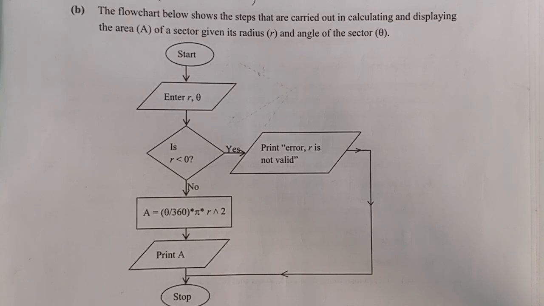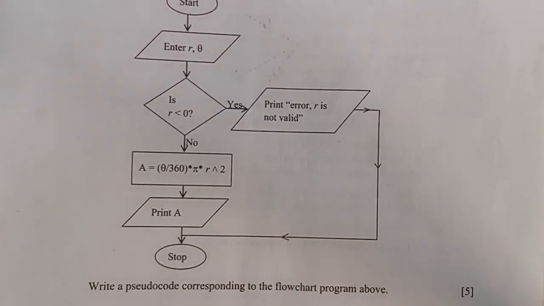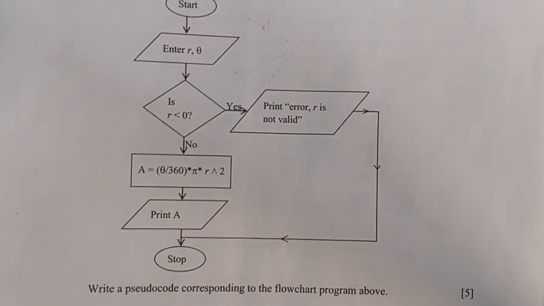Part B. The flow chart below shows the steps that are carried out in calculating and displaying the area of a sector given its radius r and angle of the sector theta. The question is, write a pseudocode corresponding to the flowchart program above. So how do we write pseudocode?